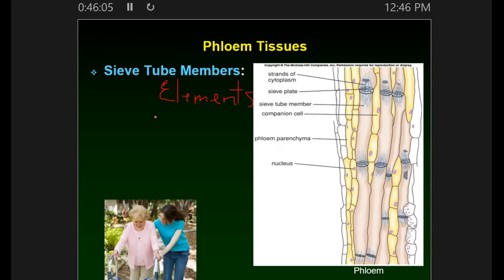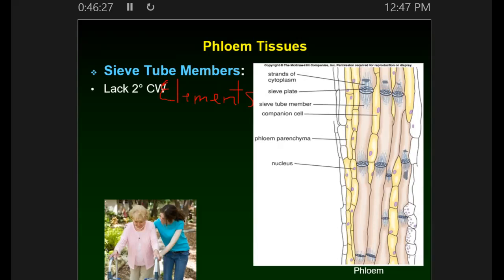And so now xylem, we said, was dead at maturity. It's just like a hollow tube system, which is very efficient, by the way, for water movement. That's really good. Phloem, they are not dead at maturity. They have a primary cell wall. They don't have a secondary cell wall, so they're still living cells. So that means they have cytoplasm.